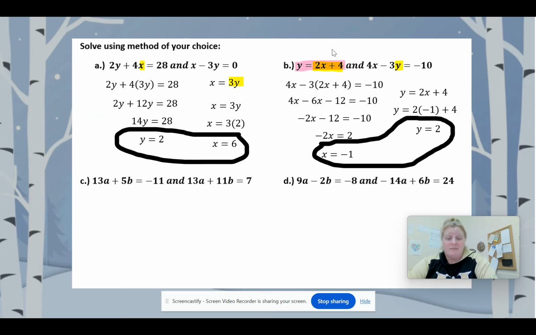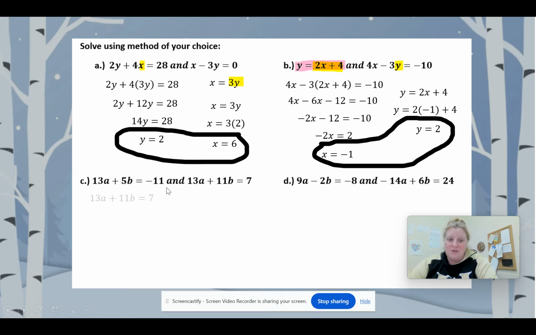Now the other two, I'm definitely not using substitution. And here's why. If you're going to use substitution, you're going to divide everybody by 5, and that's going to make 2 fractions. Or if you get this letter by himself, you're going to divide everybody by 13. I don't want to work with 11 thirteenths and 5 thirteenths.